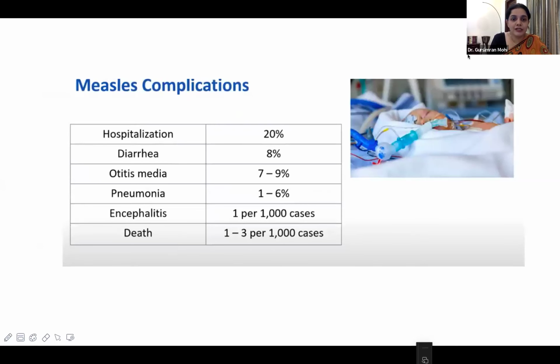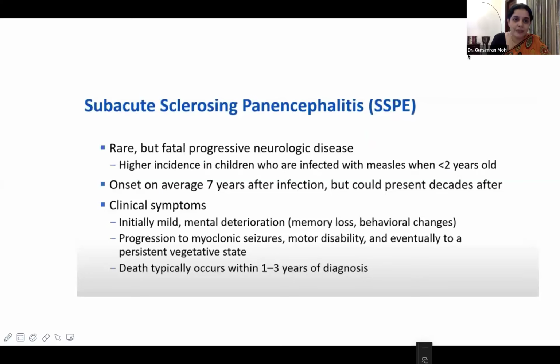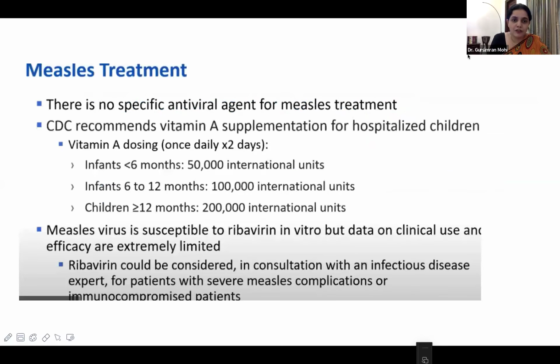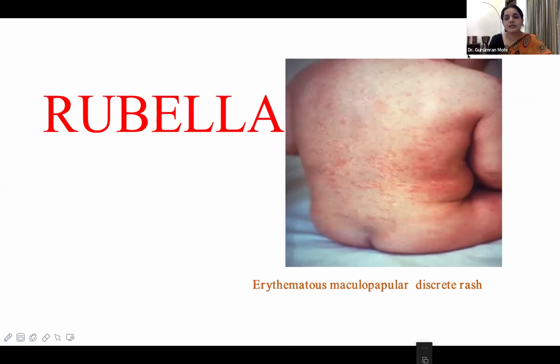There are certain complications, like 20% may be hospitalized and there may be death in 1,000 patients. Another serious complication of measles is SSPE, subacute sclerosing panencephalitis, a fatal disease, and death typically occurs within 1 to 3 years of diagnosis. There is no specific treatment. Vitamin A, with consultation with the ID expert.